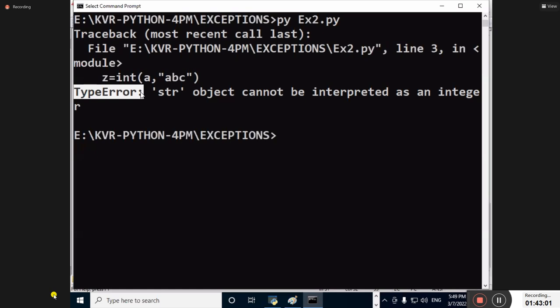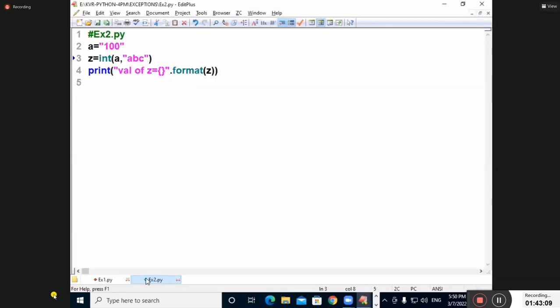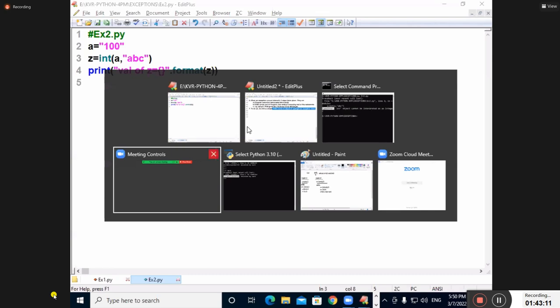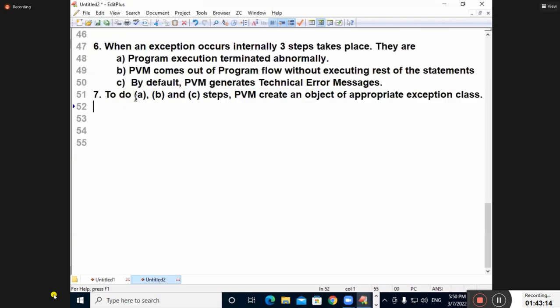Division by zero error. Anything you do wrong, it is called an exception. Yes or no? Come to the point. Here I am going to give you the clarity. To do A, B, C steps, PVM creates what? An object of the appropriate exception. I hope you are understanding.